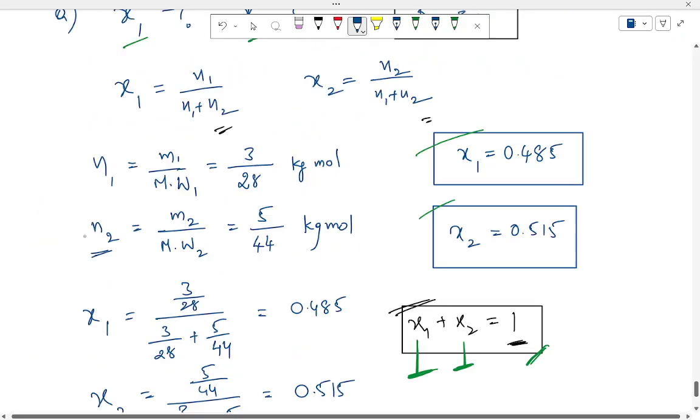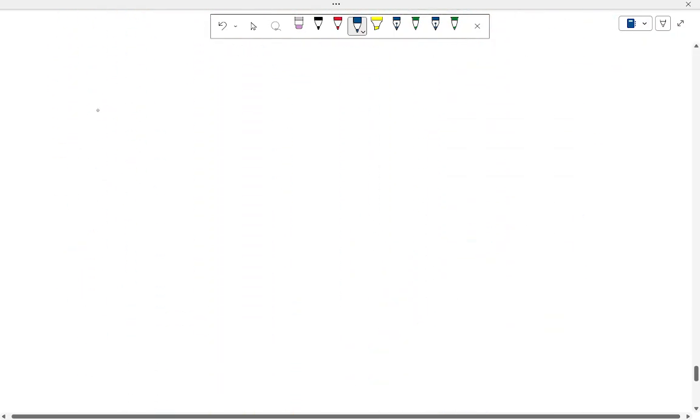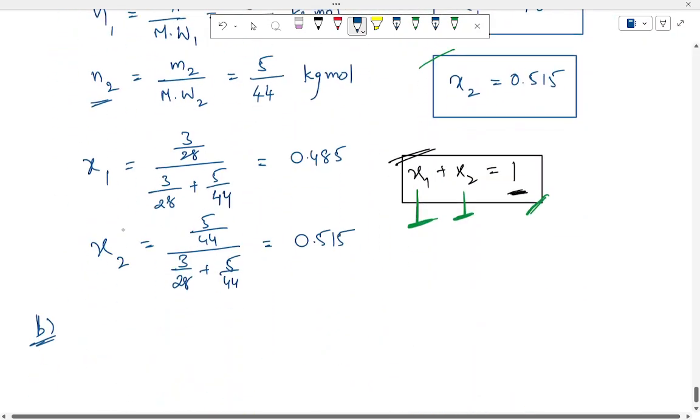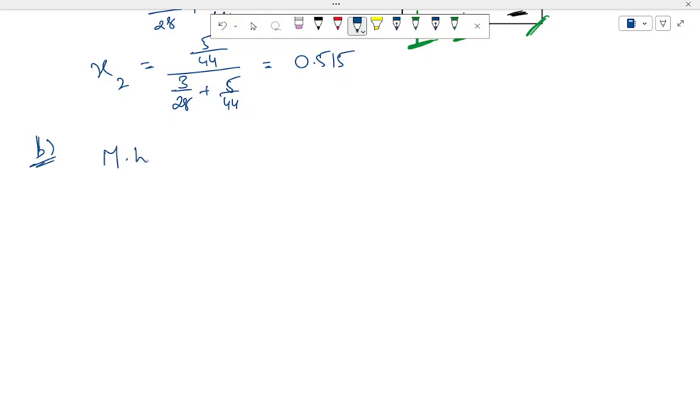Now we will go to question B. Question B asks for the equivalent molecular weight of the mixture. The equivalent molecular weight formula we have already seen, and we have written it like this.